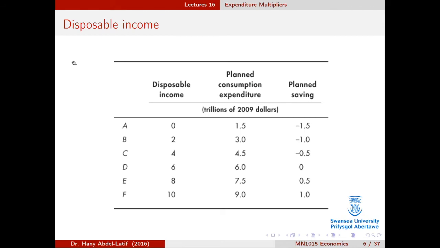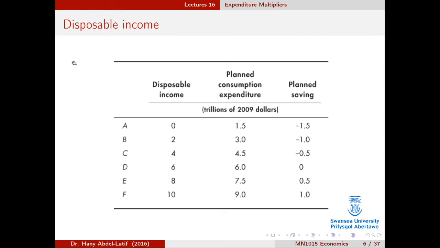Meaning there is a positive relationship between consumption and disposable income. So disposable income here increased from 0 to 2, consumption increased from 1.5 to 3. Still, 3 is more than 2. So consumption level is more than the disposable income. Where the difference is going to come from is from savings. So you will see the savings will drop by 1, or minus 1.